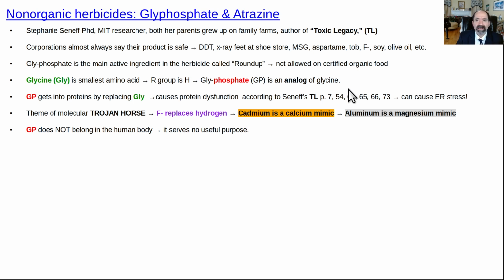So anyways, that was the concept: Trojan horse, inhibition of enzyme active site, proposed by Stephanie Seneff, and a general concept that can occur for multiple different toxins that can be useful to know about.